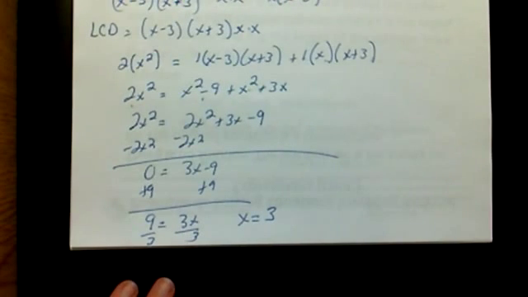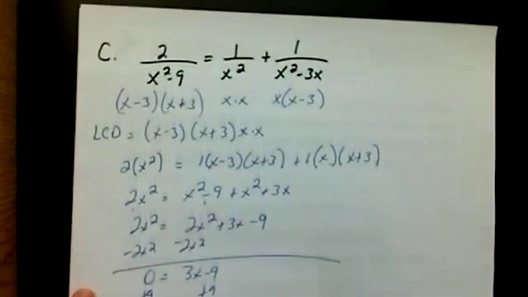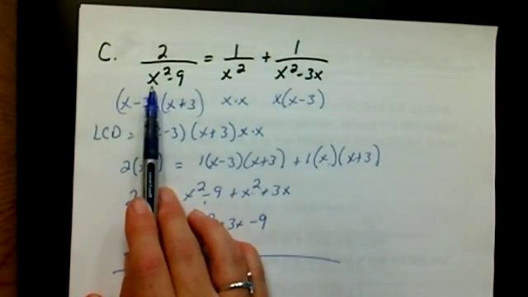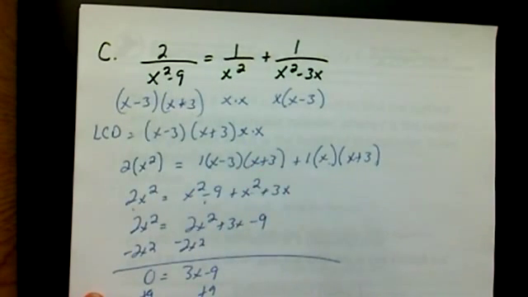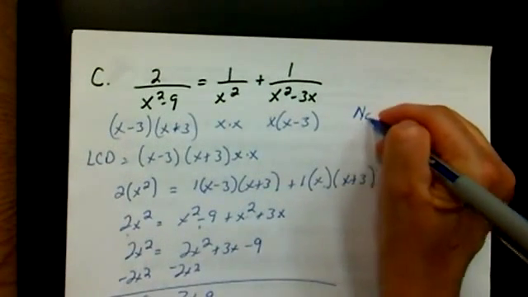What was that? Yes, in the very first fraction, it makes the denominator 0. So if any one of these becomes 0, it means I can't use the answer, okay? So I cannot use 3. So any one of these that becomes undefined, I cannot use. So this really has no solution.